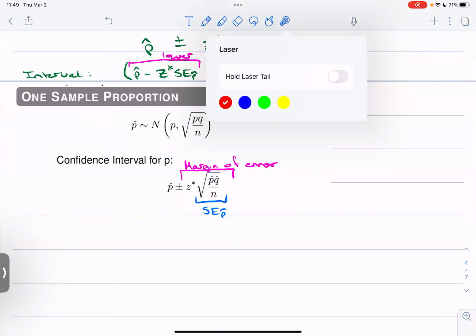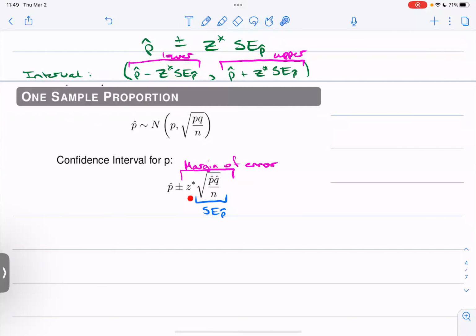So the margin of error is the critical value times the standard error. I want you to be careful because there are some questions on the assignment that I'll post where it gives you the margin of error, but a lot of people misread it and think it's the standard error.